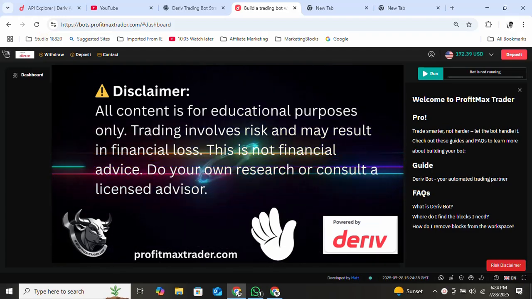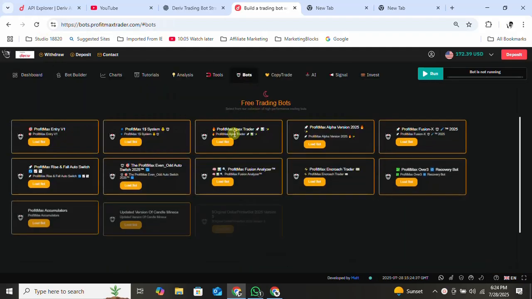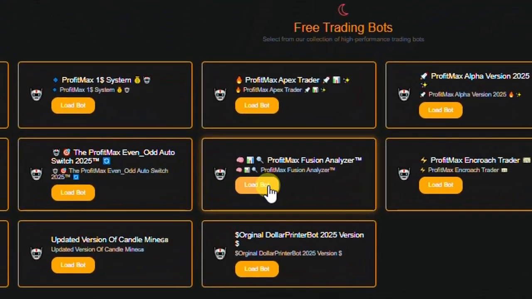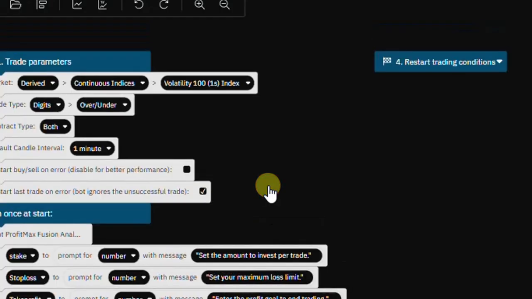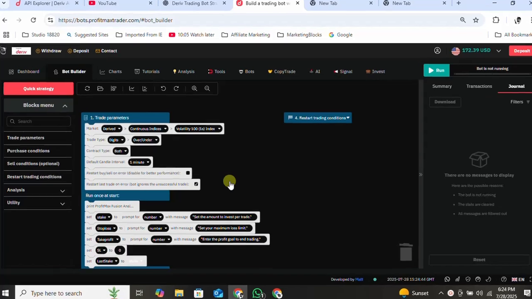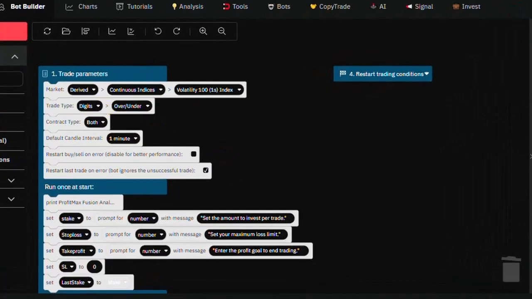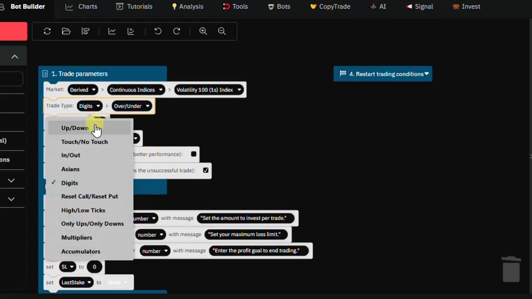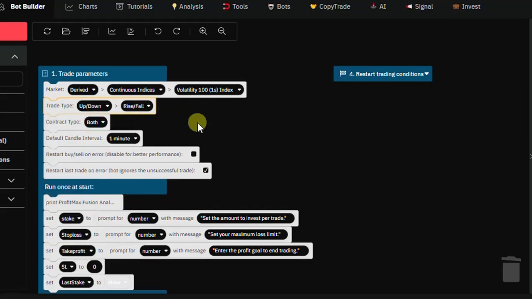So we are going to look at how you can trade rise and fall using the ProfitMax Fusion Analyzer Bot, that one. So you load it like that. This is a bot that apart from saying analyze, basically what it does, it skips trades, okay? And that is good because it confuses the Deriv algorithm, okay?